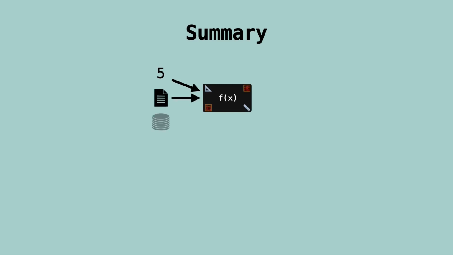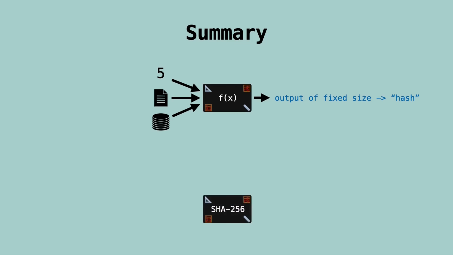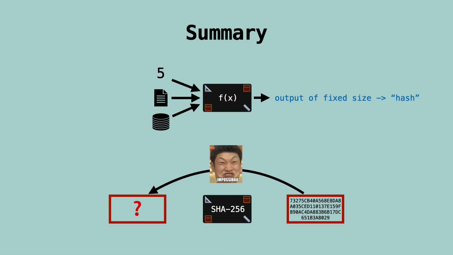Now let's get to the summary. So a cryptographic hash function is just a mathematical function that can take numbers, text, documents, or anything else you can store on a computer and always returns an output of fixed size, a so-called hash. One of these functions is called SHA-256, and it produces hashes that are always 256 bits long. If you're only given the output hash of this function, it would be almost impossible to infer the input. So the function can only be computed in one way.